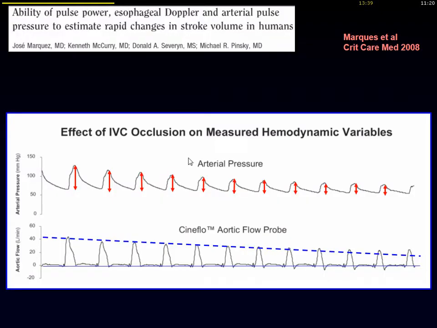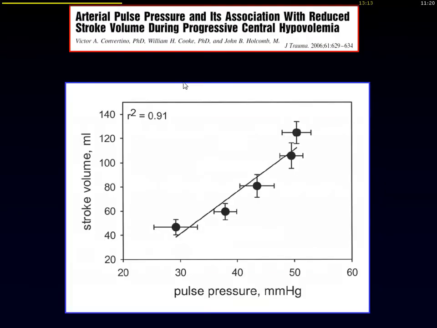very interesting, and probably one of the best demonstrations of the link between the waveform analyzed and the flow is based from this trial from Michael Pinsky, showing that indeed you have a very good relationship between the pulse pressure, but globally the arterial waveform and the stroke volume of these patients during clamping of the vena cava in the operating room. Importantly also, the pulse pressure is very nicely correlated with the stroke volume.